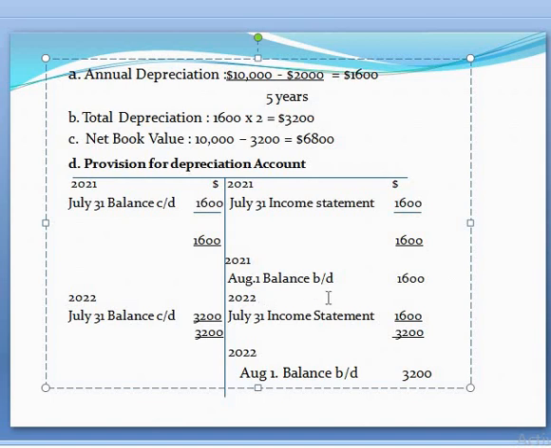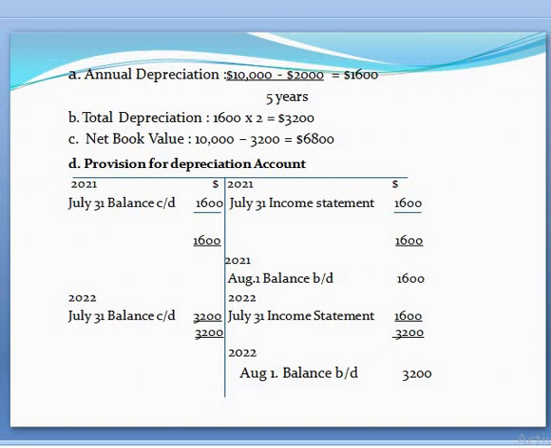Then at the end of the year again, on 31st July 2022, we do the same process of transferring 1,600 to the income statement by crediting provision for depreciation and debiting income statement. Right, so then you show the balance carried down. The balance carried down will be for 2 years, 1,600 plus 1,600, which is 3,200. We add both sides and bring down the balance on 1st August 2022.